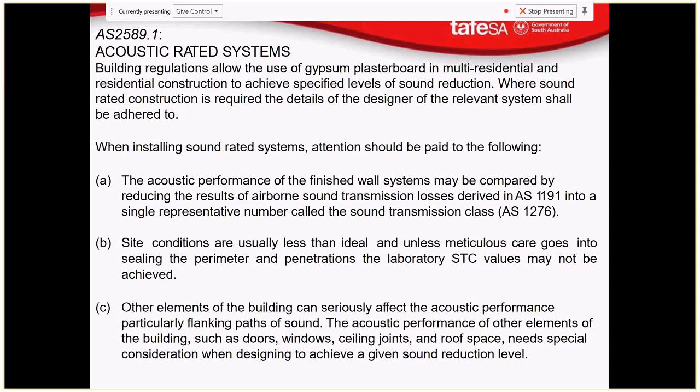Other elements of the building can seriously affect the acoustic performance, particularly flanking paths of sound. The acoustic performance of other elements of the building, such as doors, windows, ceiling joists, and roof space, needs special consideration when designing to achieve a given sound reduction level. So we can have a confluence of factors in the building that will compromise our measurements on site.